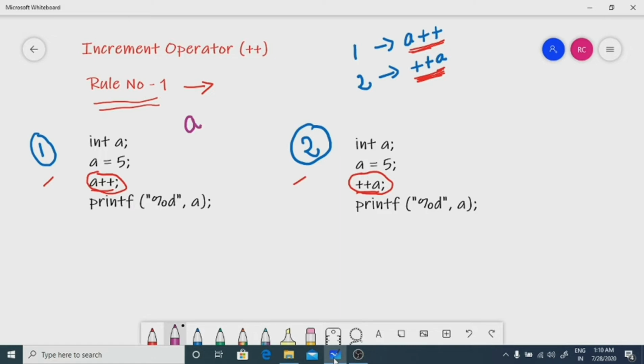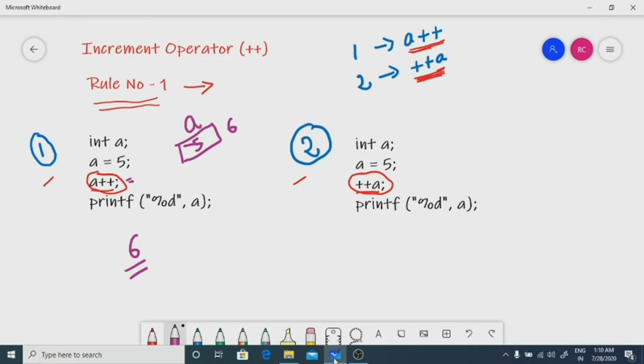A. Memory will be allocated to A. 5 will be assigned to A. Now A++. Here A is independent. You cannot find any other variable. Only A is there, so I can call A independent. So here there is no concept of post increment or pre increment, just increment. So 5 will become 6. When you print the value of A, you get the output 6.